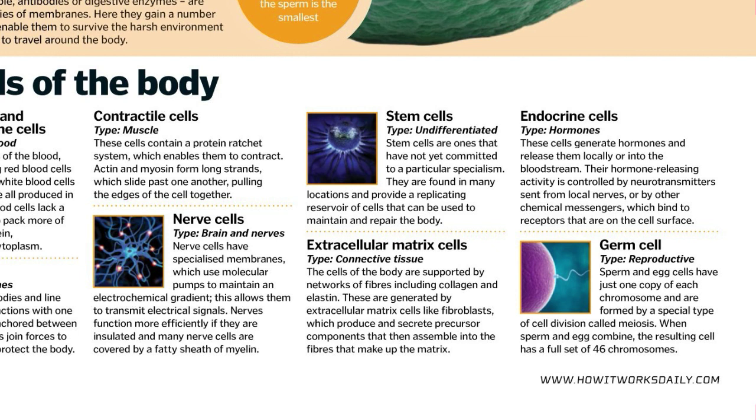Germ cells are the reproductive type. Sperm and egg cells have just one copy of each chromosome and are formed by a special type of cell division called meiosis. When sperm and eggs combine, the resulting cell has a full set of 46 chromosomes.